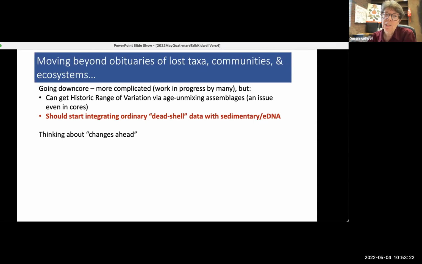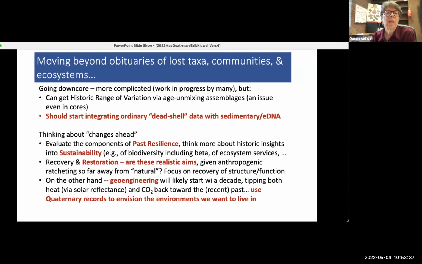We also need to really seriously start integrating eDNA. If I were a graduate student now, I would learn eDNA, sedimentary DNA, because they are going to eat our lunch if we morphologists don't start working with them. And then finally, about the changes ahead, we need to start evaluating components of resilience and historic insights into sustainability.